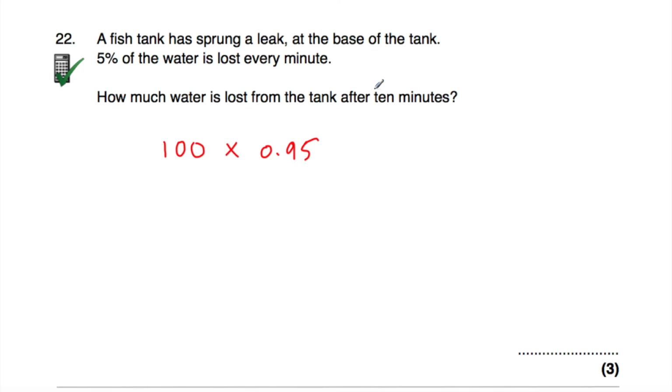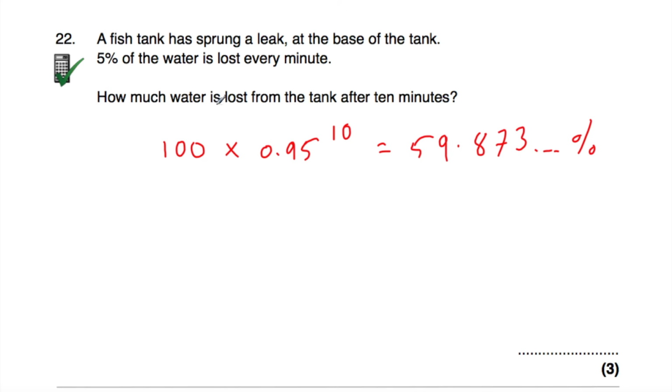And then it's every minute, and it says how much water is lost after 10 minutes. Well, let's then call that to the power of 10. So we've got the initial, which is 100% of the water, multiplied by 0.95 because it's going down by 5% each minute, and then to the power of 10 because it says after 10 minutes. And if we do 100 multiplied by 0.95 to the power of 10, that's equal to 59.873 and so on percent. So that's how much water is left in the tank after 10 minutes.